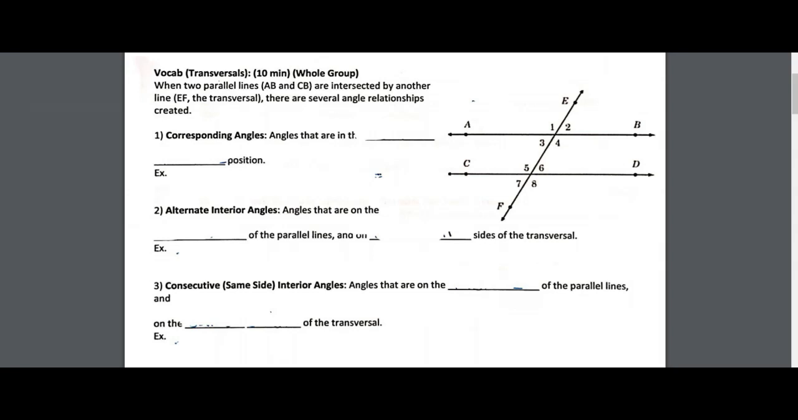One other thing, there's one mistake up here. We need to add the line notation above these letters because we are talking about lines, so just make note of that.